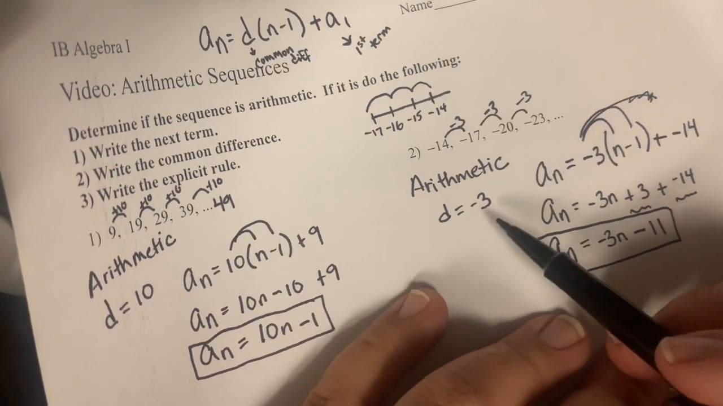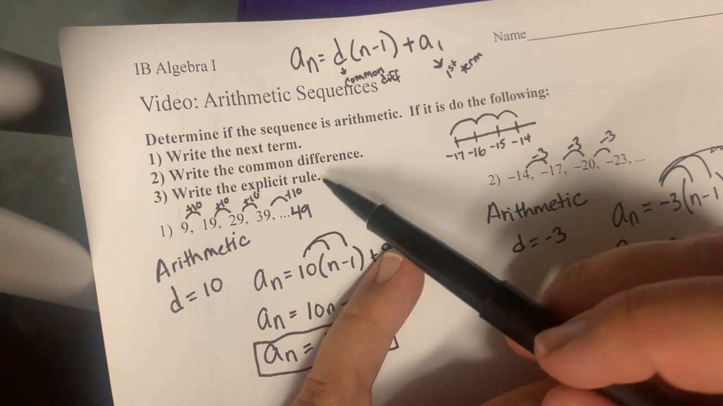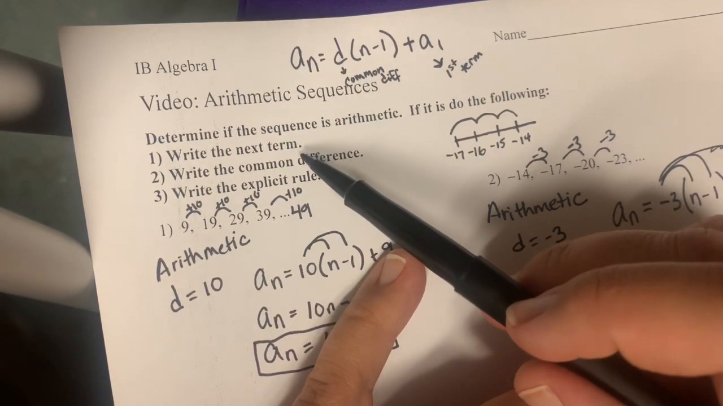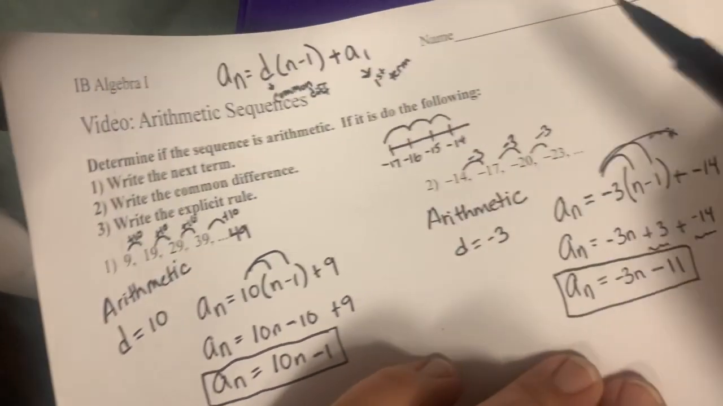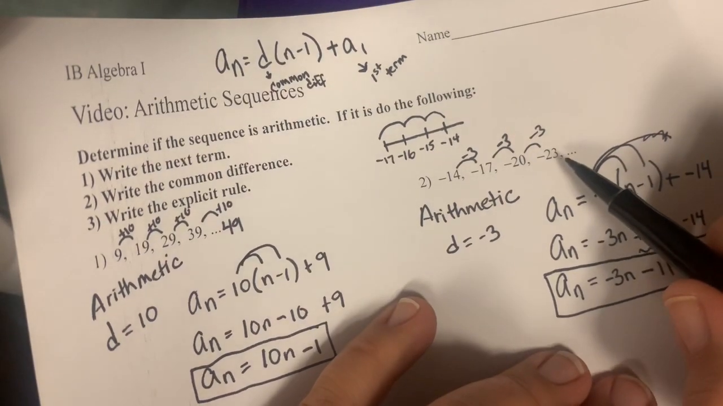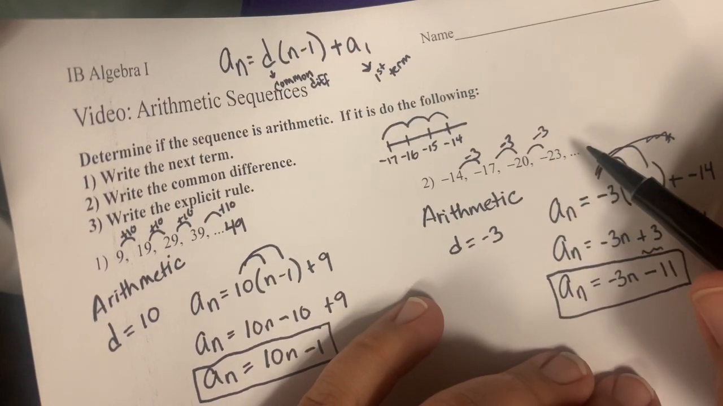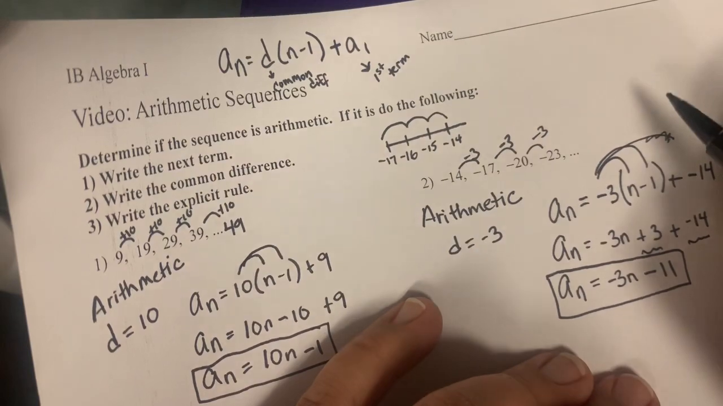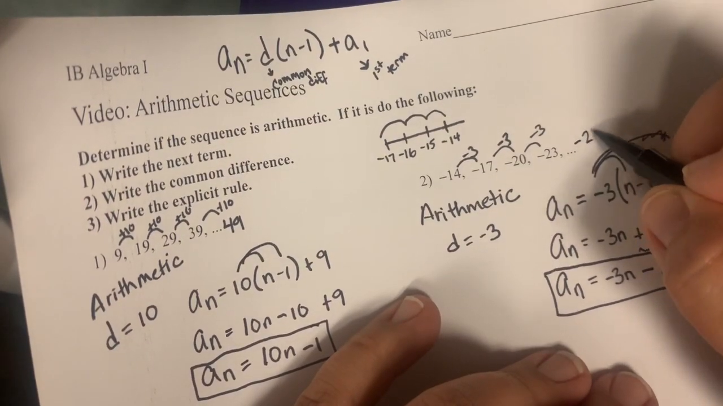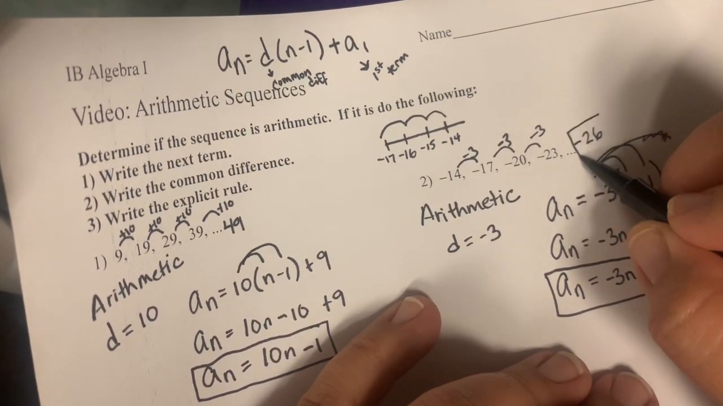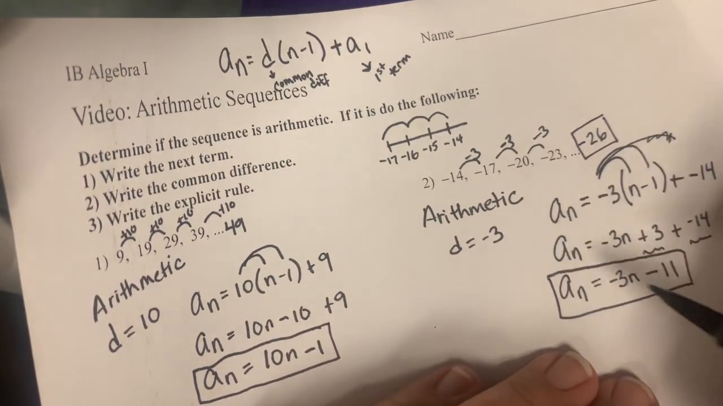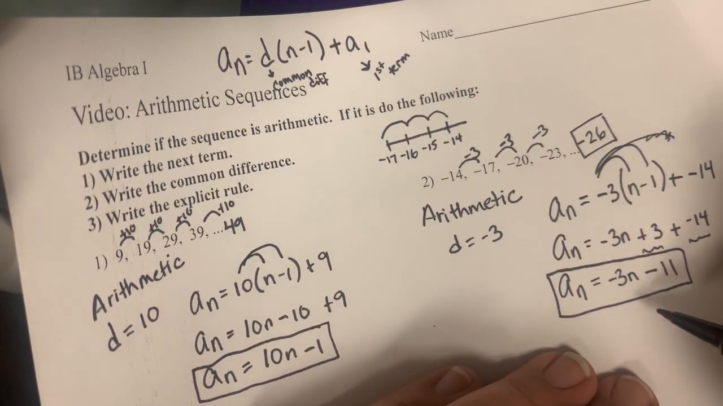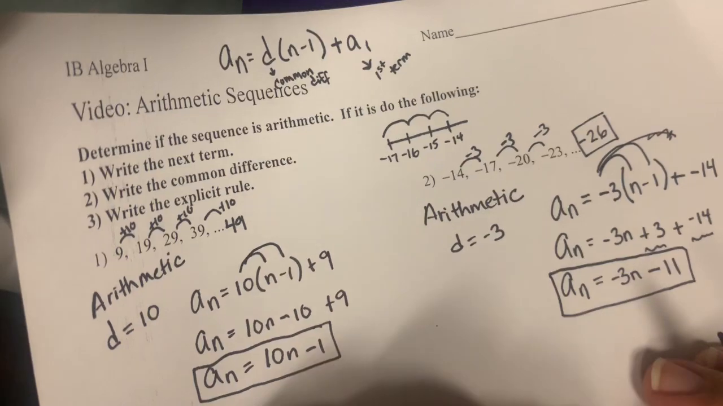That's my rule. Got my common difference. So I did the explicit rule and the common difference. I didn't do the next term, so let's look at that. If I go from negative 23 and I've got to go down 3, I'm going to go negative 24, negative 25, negative 26. So the next term will be negative 26. So I've got my next term, my common difference, my explicit rule, and it is arithmetic.